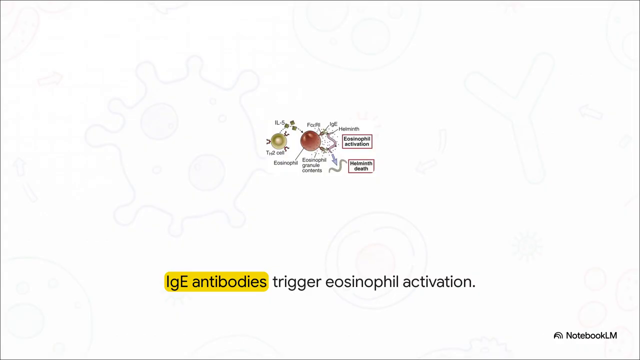To see exactly how IgE works in action, notice the tiny green Y-shaped IgE antibodies acting as a literal physical bridge here. On one side, they are clamped tightly onto a large red immune cell called an eosinophil. On the other side, they are binding directly to the large purple helminth parasite. This bridging is the exact trigger that tells the eosinophil to degranulate, which basically means it dumps its toxic, lethal granule contents directly onto the worm, leading straight to parasite death.